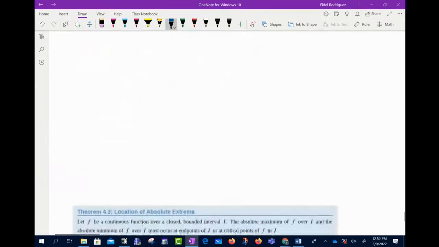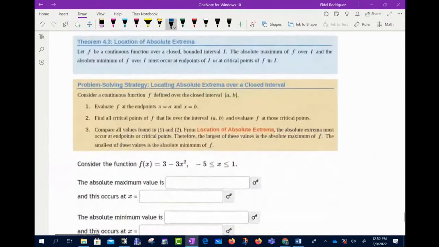All right. So let me keep scrolling here a little bit. Okay, now we have something about local absolute extrema. It says, let f be a continuous function over a closed bounded interval. The absolute maximum of f over that interval and the absolute minimum of f over that interval must occur either at the end point of the interval or the critical point. Okay, so this part here is really, really important.